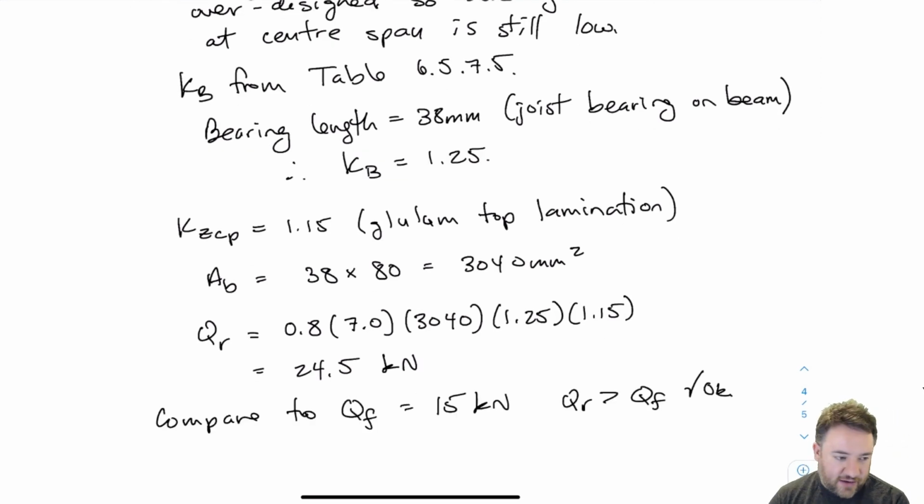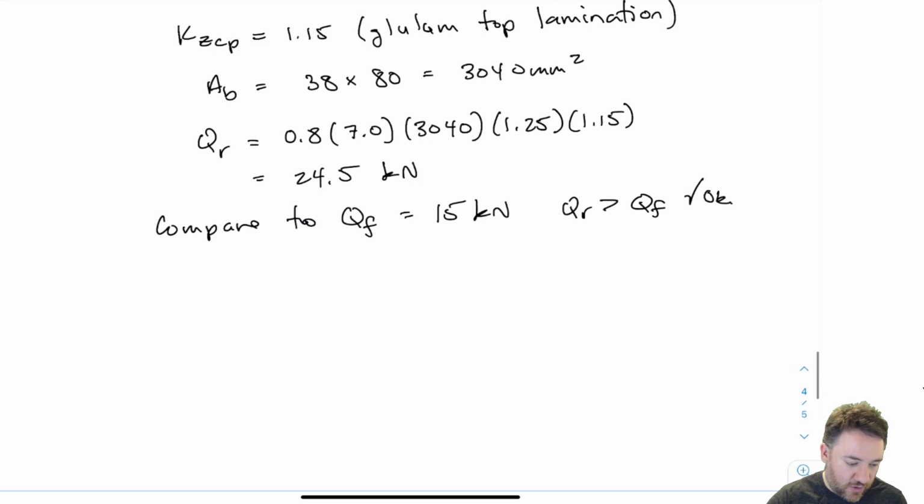Okay, and the major thing that's changed here relative to the joist that I did at the end of the beam is the KB factor of 1.25. So this value QR is 1.25 greater than the 19.6 that we got previously. And I'm going to compare that to the actual load being applied by that joist, which was 15 kilonewtons. And QR is greater than QF, so I'm good to go.